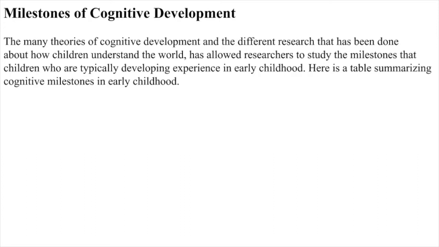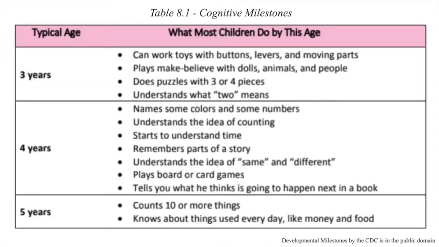Milestones of cognitive development. The many theories of cognitive development and the different research that has been done about how children understand the world has allowed researchers to study the milestones that children who are typically developing experience in early childhood. Here is a table summarizing cognitive milestones in early childhood. By 3 years of age, most children can work toys with buttons, levers, and moving parts, play make-believe with dolls, animals, and people, do puzzles with 3 or 4 pieces, and understand what the quantity of 2 means.